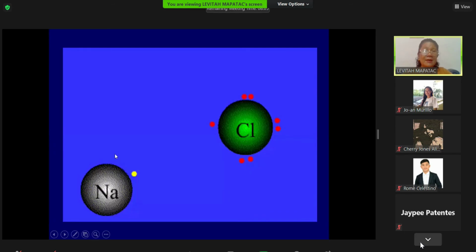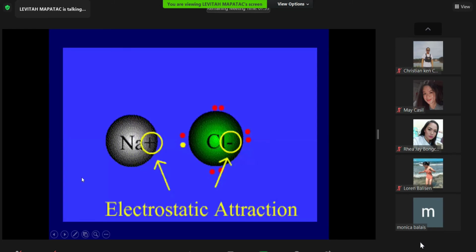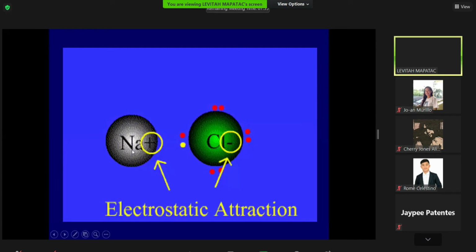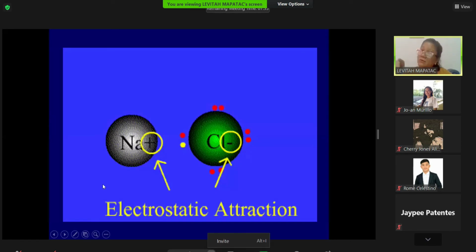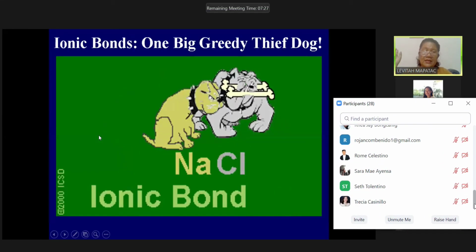Take a look here. When sodium combines with chlorine, sodium is group 1, chlorine is group 7. So your sodium will transfer an electron here, no? And your sodium will have a positive 1 charge and your chlorine will have a negative 1 charge. Why? Because your sodium lost 1 electron. Your chlorine gains 1 electron. What kind of attraction? It is electrostatic attraction. Okay, that is it. That is ionic bond.